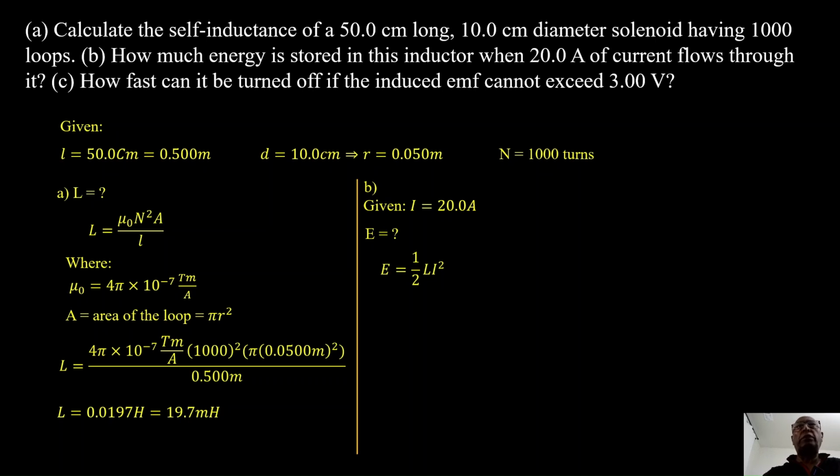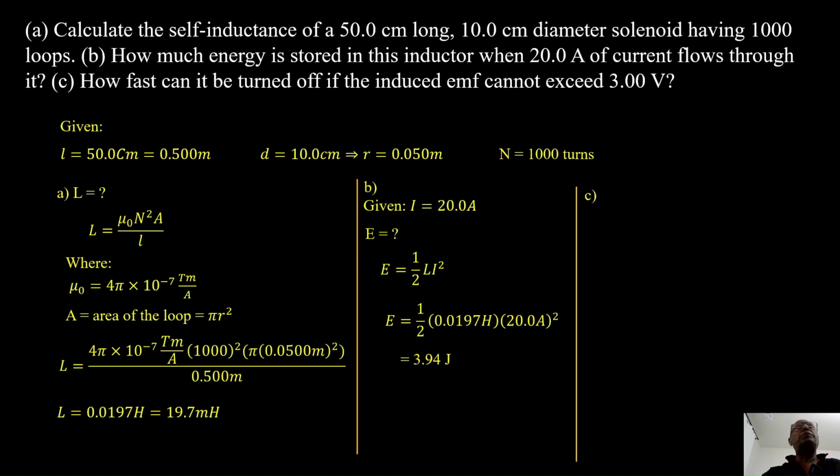So just plug in the numbers. We have already calculated the inductance in A, and current is given, therefore 1 over 2 times 0.0197 Henry multiplied by 20.0 amp squared. And that yields 3.94 joule. So the energy stored when the current is 20.0 amp is equal to 3.94 joule.